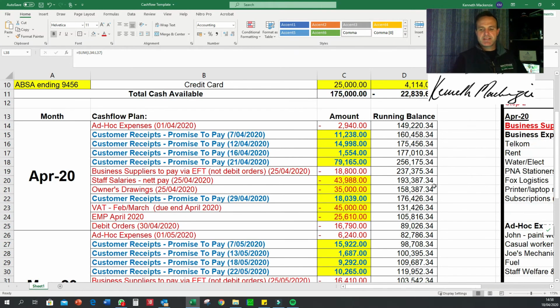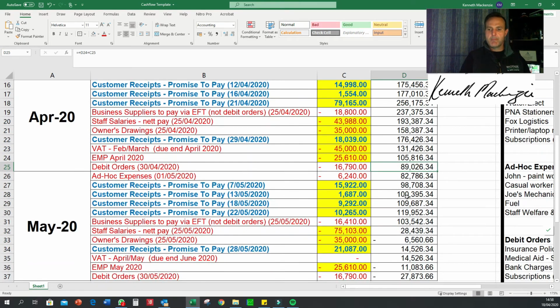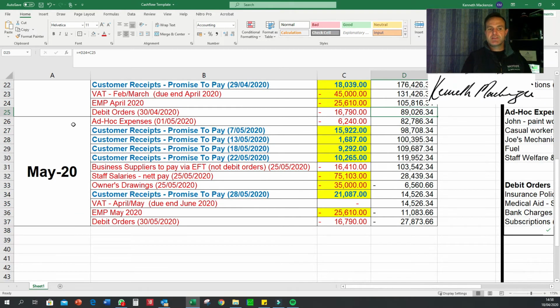So this is great. Now we can see more or less how much cash our business is going to have available or access to come the end of April, after all of our commitments have been paid. Right, we've paid our staff, we've paid the sales tax, we've paid the employees tax, we've paid the business expenses, and we've paid the debit orders. This is awesome. And we still have some cash available. Perfect. So what are we going to do for May?